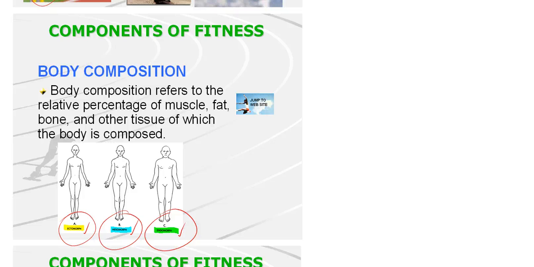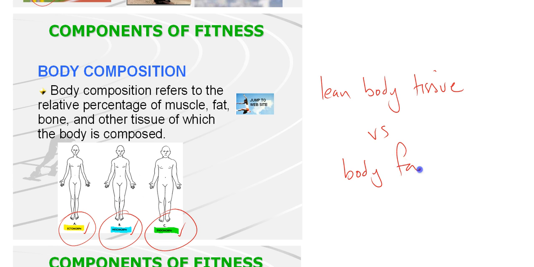Some examples of where body composition is important, we'll have a look in a sec. But body composition refers to the relative percentage of muscle, fat, bone, and other tissue of which the body is composed. So the way that we look at it is we look at lean body tissue versus body fat.